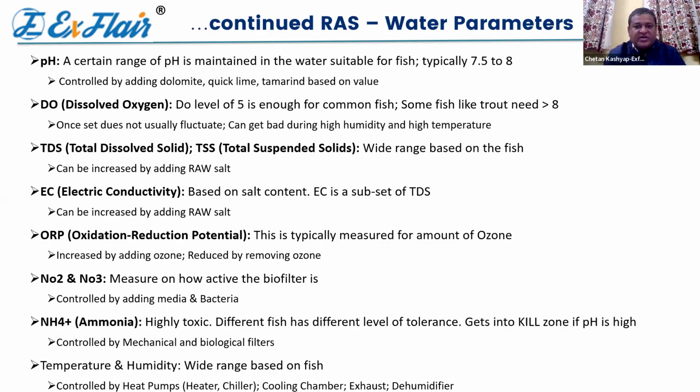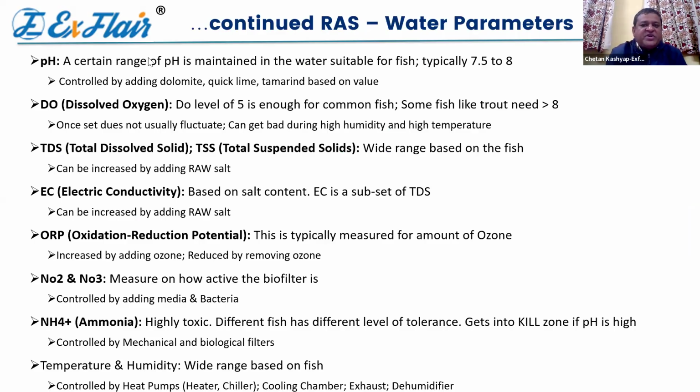Okay, now coming back, there are various water parameters that I spoke about that we need to maintain. Now, these are all for academics. These slides I will share so you can go through them. Typically we have pH. This is a very wide range, but most fish require a pH of 7.5 to 8.